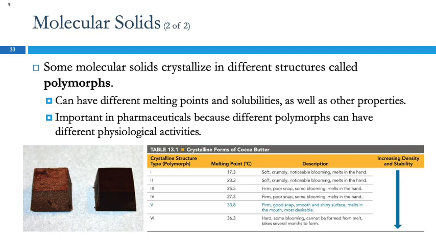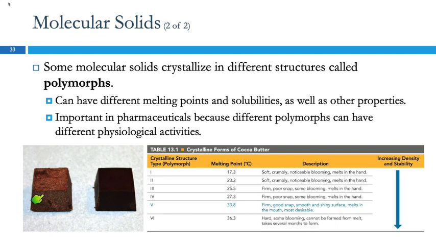This is interesting, though. Some molecular solids can have different structures depending on how the solid was formed, and those are called polymorphs, or multiple shapes. A fun example of this is chocolate. There are 6 different polymorphs of chocolate, of cocoa butter. And they're going to have different melting points, and they're going to have different properties in terms of how smooth, how hard, whether they have bloom or not.